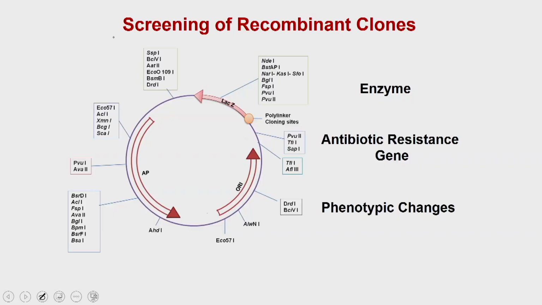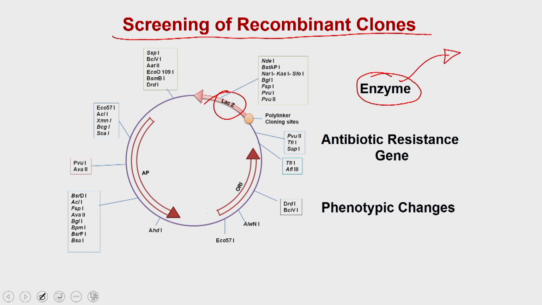Then, once you have done the transformation, you also have to screen the recombinant DNA. For screening of the recombinant DNA, you have 3 choices. Either you go with the enzymatic activity which is present. For example, in this case you can use lacZ as an enzyme. In the case of the enzyme, you can have insertional inactivation, which means if you clone within this enzyme, it is going to inactivate it. So your untransformed one is going to give you the reaction, whereas the transformed ones are not going to give you the reaction. Similarly, you have antibiotic resistance genes as a screening method, or you can have phenotypic changes such as blue-white screening.